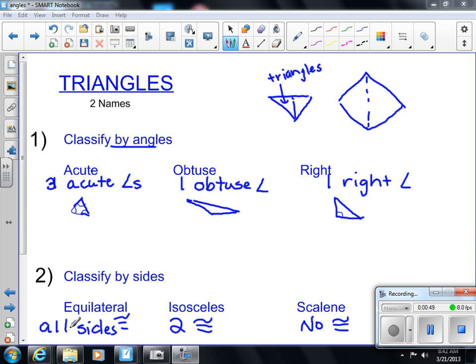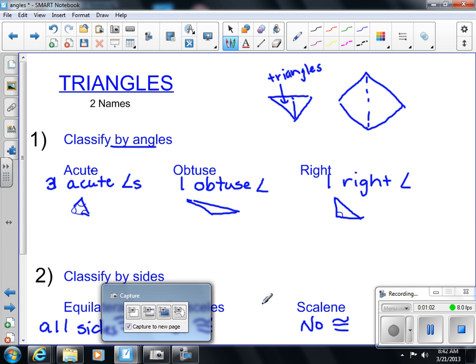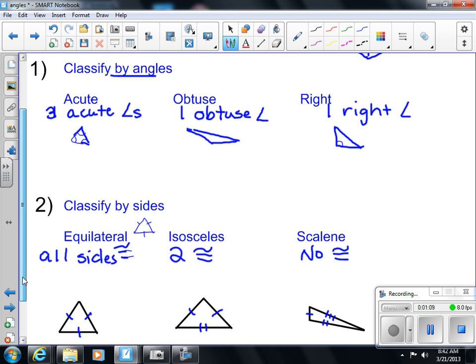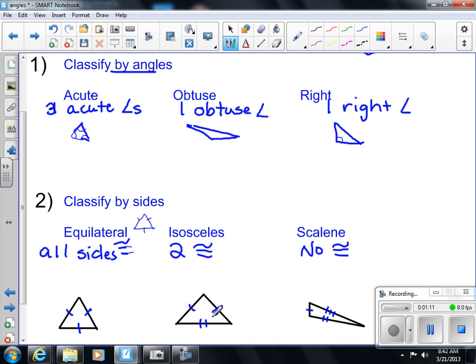Okay, then you can classify by the sides, and this means the length of the sides. If it's an equilateral triangle, all sides have the same length, or all sides are congruent. An isosceles triangle, I think I have one pictured down here. Here we go. Isosceles triangle means that two sides are exactly the same. And oftentimes they use what I call little tick marks in order to show that. If not, they'll give you measurements to show that two sides are the same.